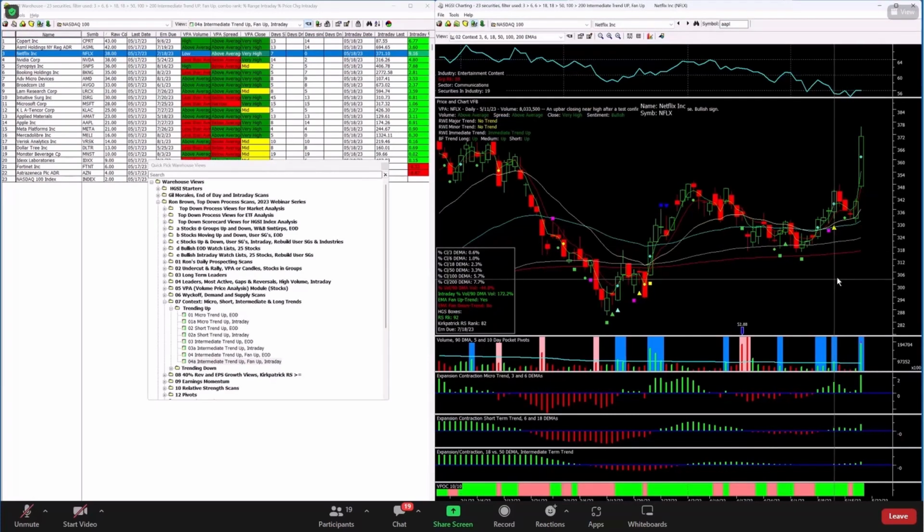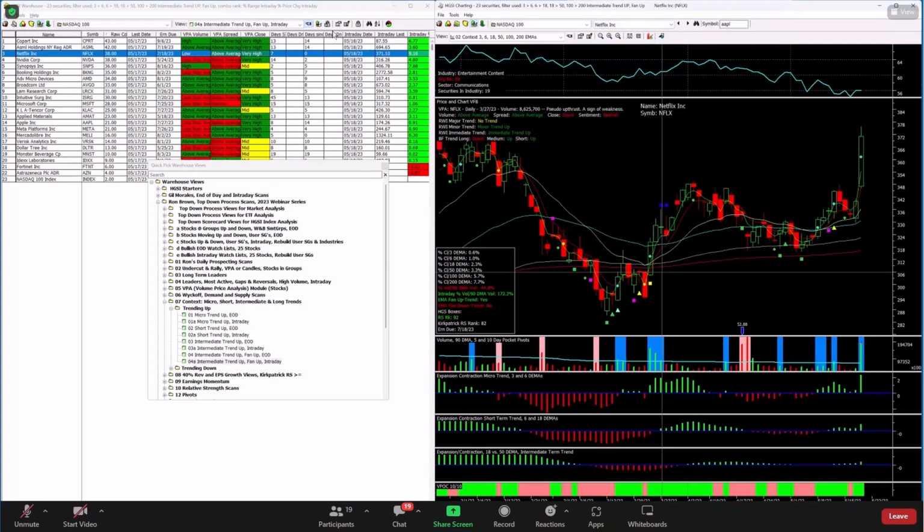They're starting to crack down on the password sharing. Maybe there's news on that, but look at this tremendous volume. Now, at the end of the day, if you're doing end of day prospecting, you would never see anything like this.